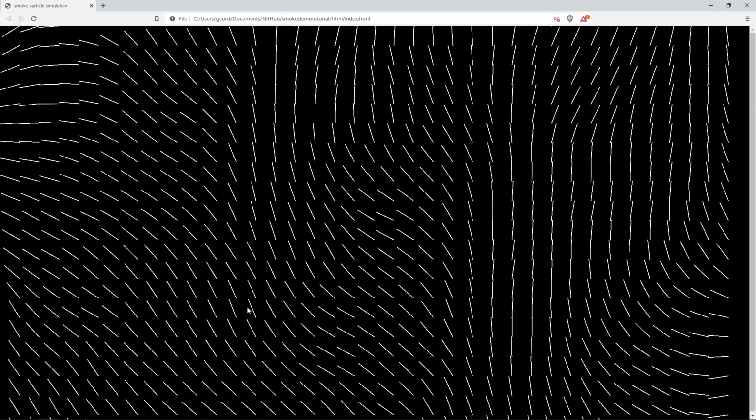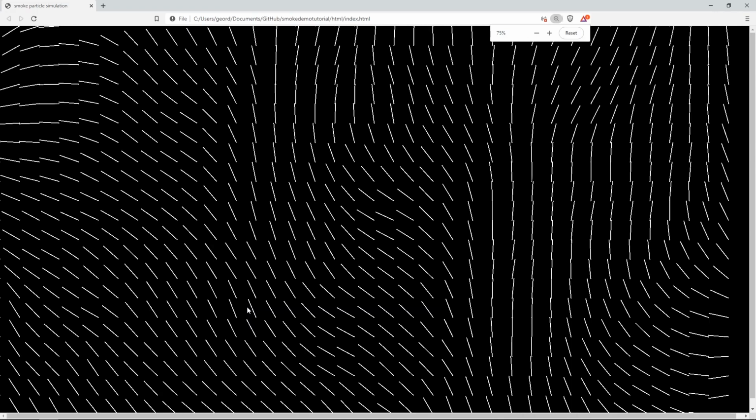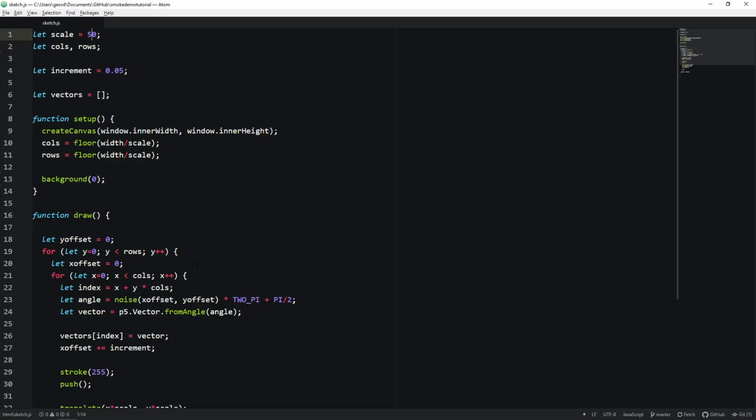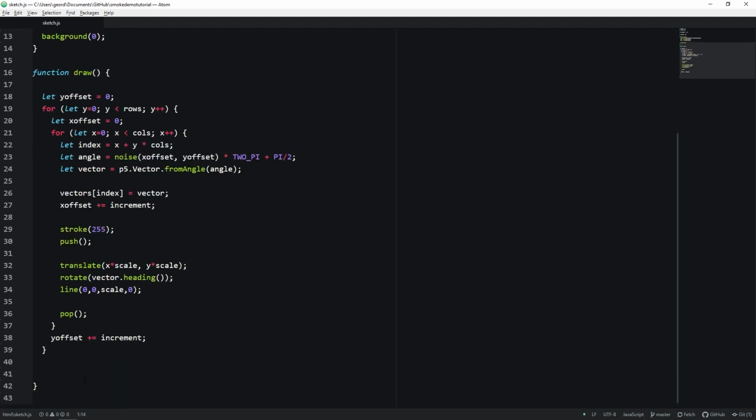So here we also have a grid size of 50, which is probably a bit easier on the eye. It's not so densely packed, and it doesn't take so long to render either. As you saw with the scale of 10, it was pretty slow to load.